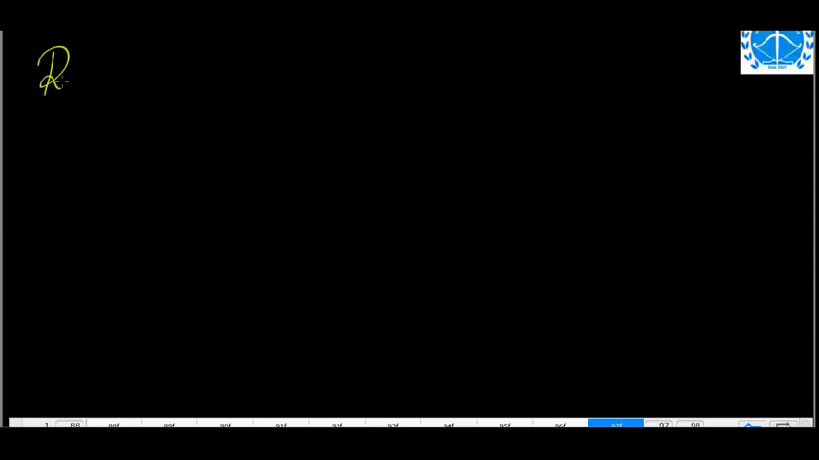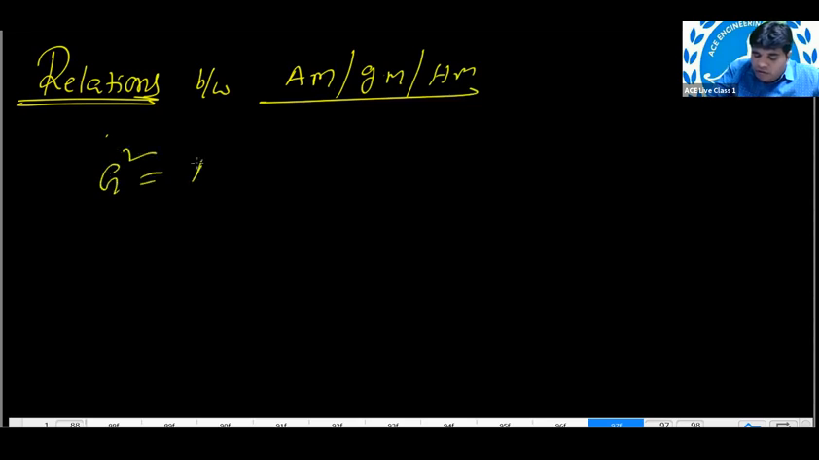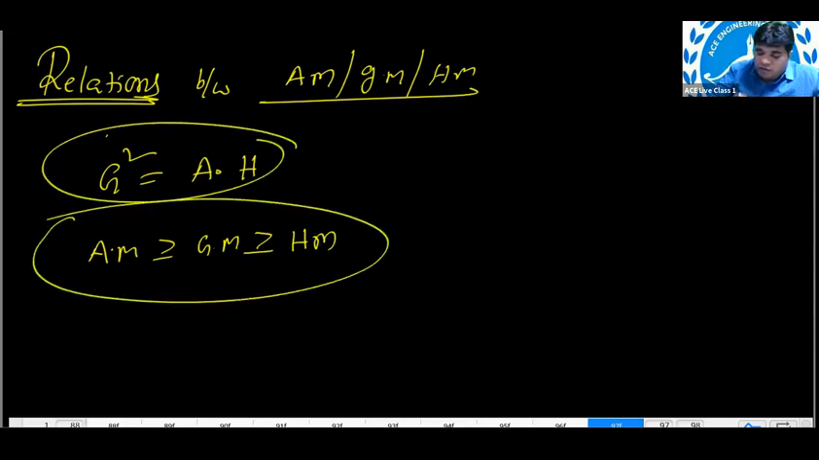Next. Completed, friends. Relations between arithmetic mean, geometric mean, harmonic mean. Geometric mean square is equal to arithmetic mean into harmonic mean. Another relation: arithmetic mean is greater than or equal to geometric mean is greater than or equal to harmonic mean. These are the 2 conditions we have.